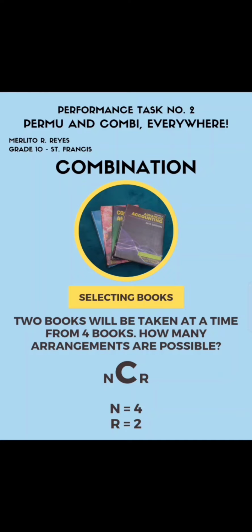Then just like the first example, I include the formula for the combination, and then I identify what is N and what is R. So N, there are 4 books. Then R is 2 because you'll take 2 books at a time. So that's all for our performance task number 2.